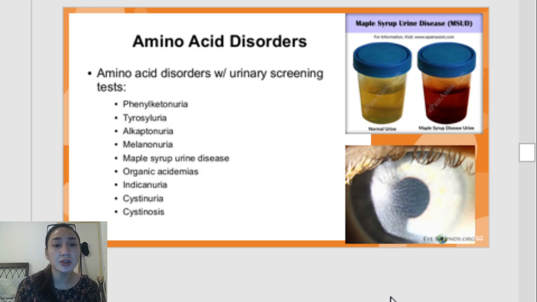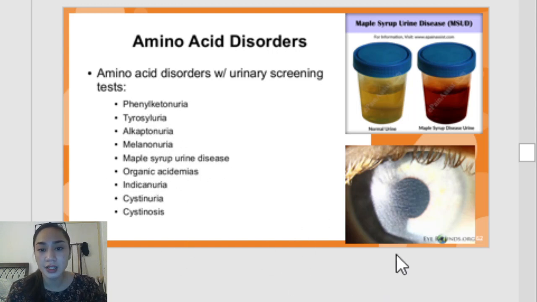So, other amino acid disorders. So, we have, using a urinary screening test, malalaman kung ano, no. So, for example, ito, phenylketonuria. So, yung kanyang hindi niya kayang i-breakdown ng phenylalanine, tyrosiluria, hindi niya kayang breakdown ng tyrosine, and so on.